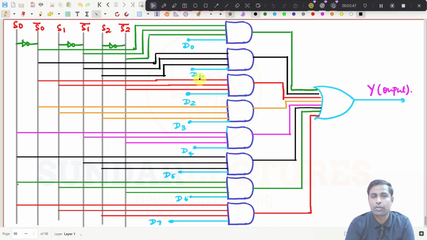For example, if you give a 0 here, it will be transferred. If you give 1 here, then it will be transferred. Try to understand, right? If you know the principle of the AND gate, it will be very easy, very simple too. So this is what a multiplexer will have.